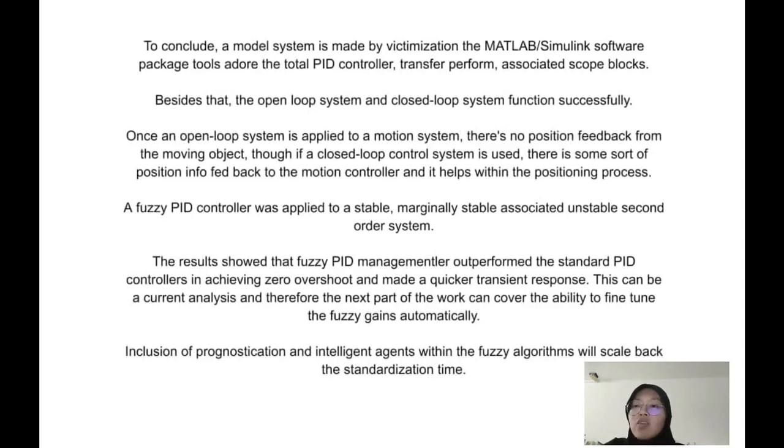A fuzzy PID controller was applied to a stable, marginally stable, and unstable second order system. The results show that the fuzzy PID control outperformed the standard PID controller in achieving zero overshoot and a quicker transient response. This is a current analysis, and the next part of the work can cover the ability to fine-tune the fuzzy gain automatically. Inclusion of prediction and an intelligent agent with the fuzzy algorithm will reduce the calibration time.